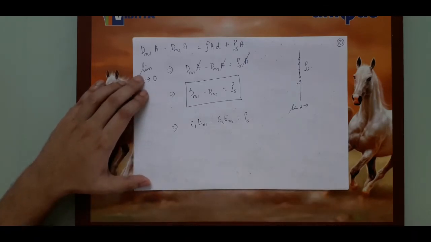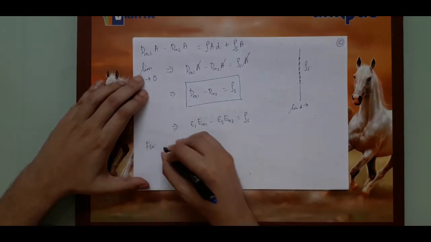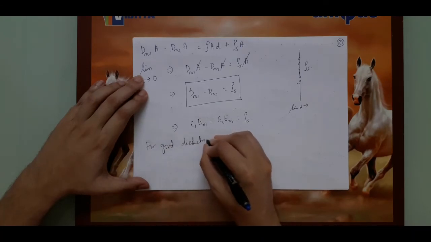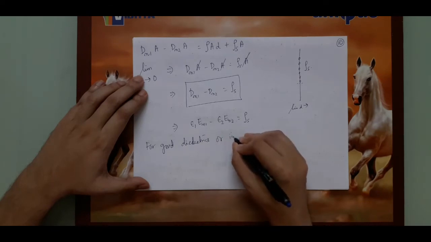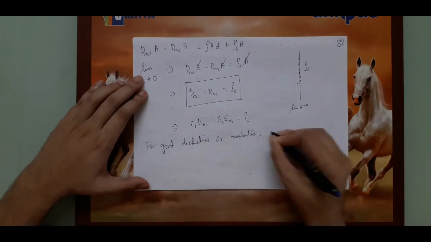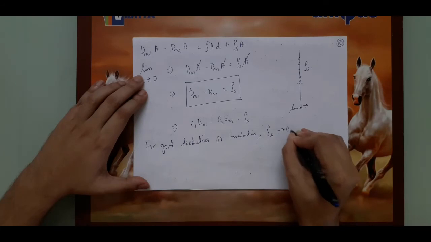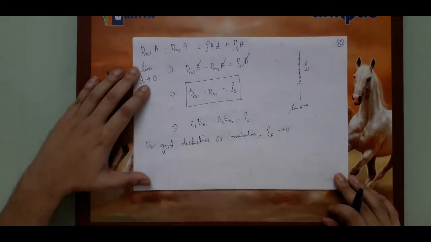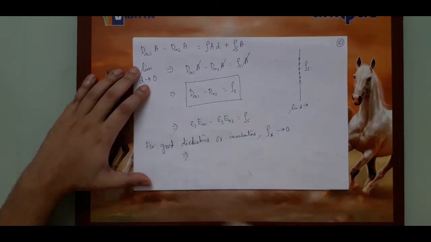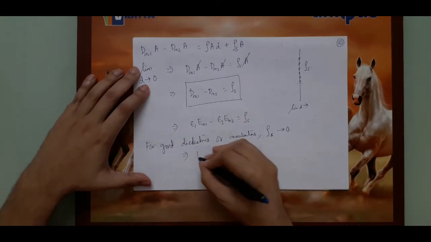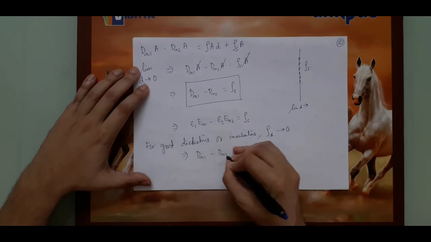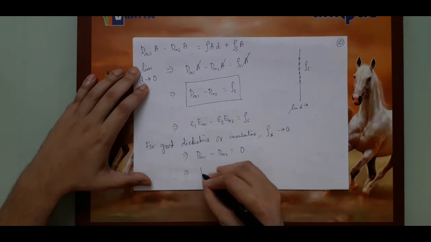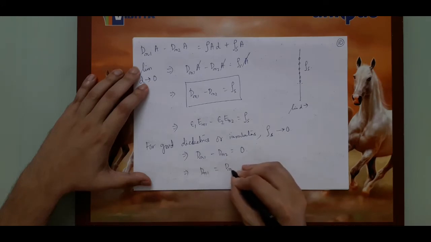So, for good dielectrics or insulators, rho s will tend to 0, because as you know, in insulators there is no concept of free charges, so to speak. So for good dielectrics, Dn1 minus Dn2 will be equal to 0. So that means Dn1 is equal to Dn2.